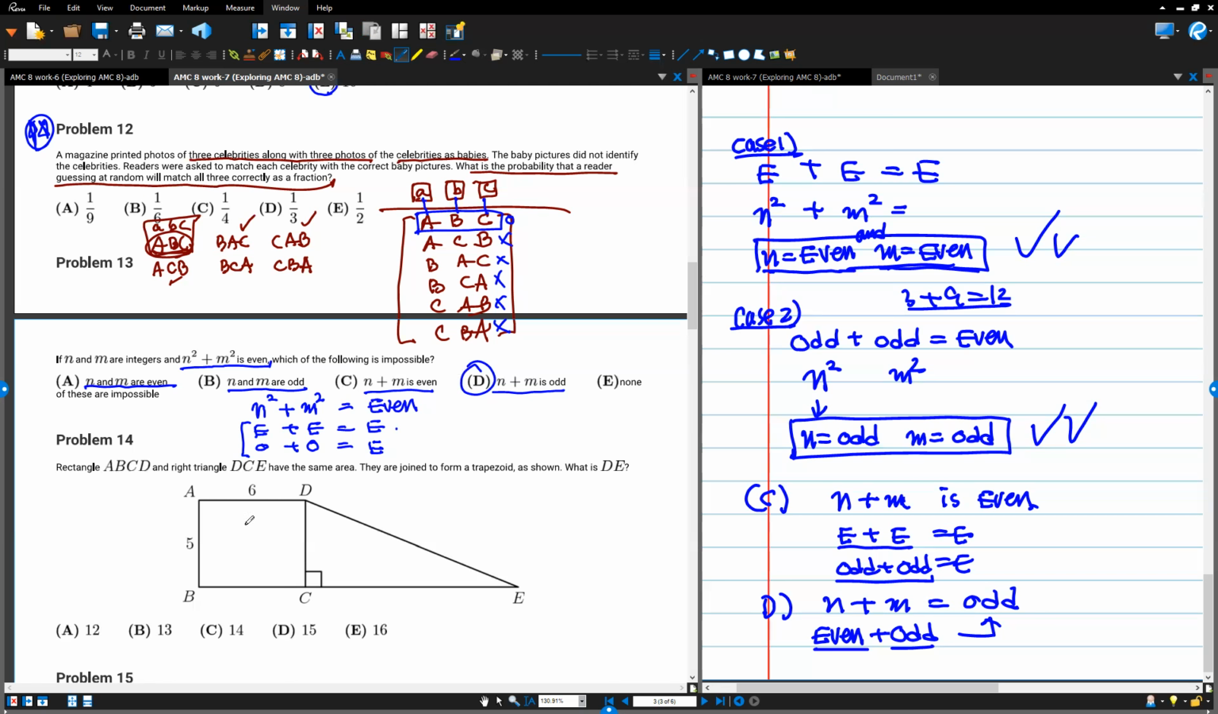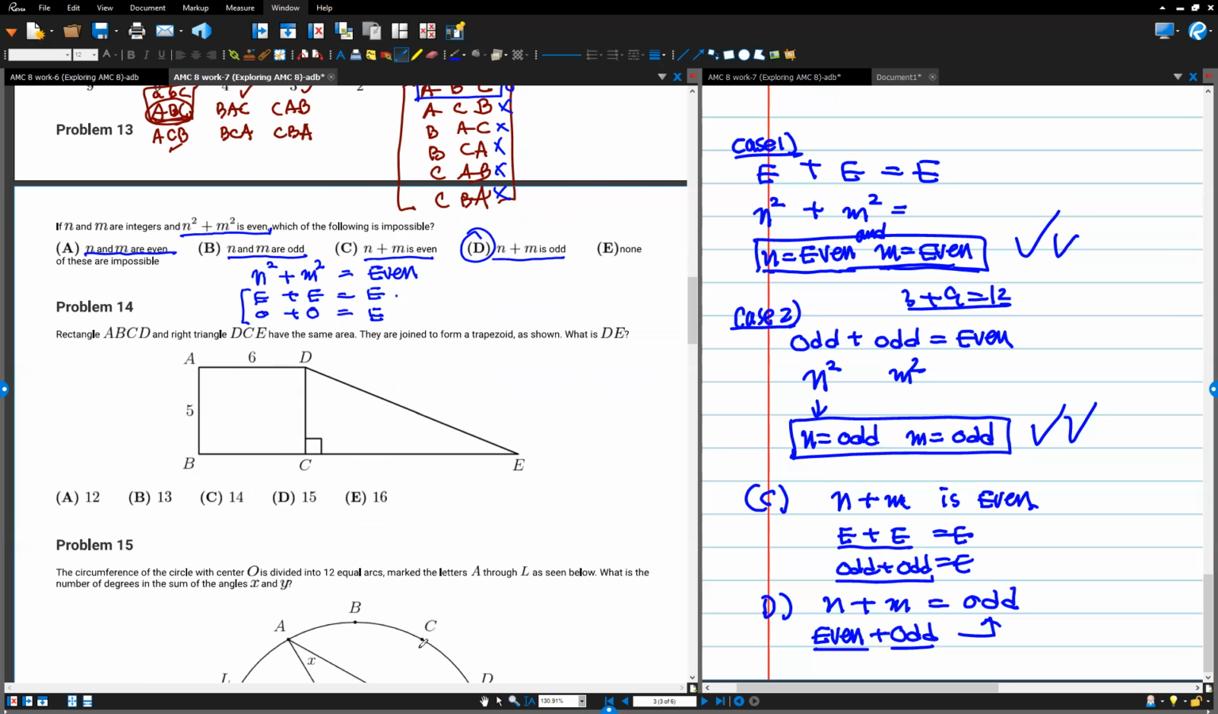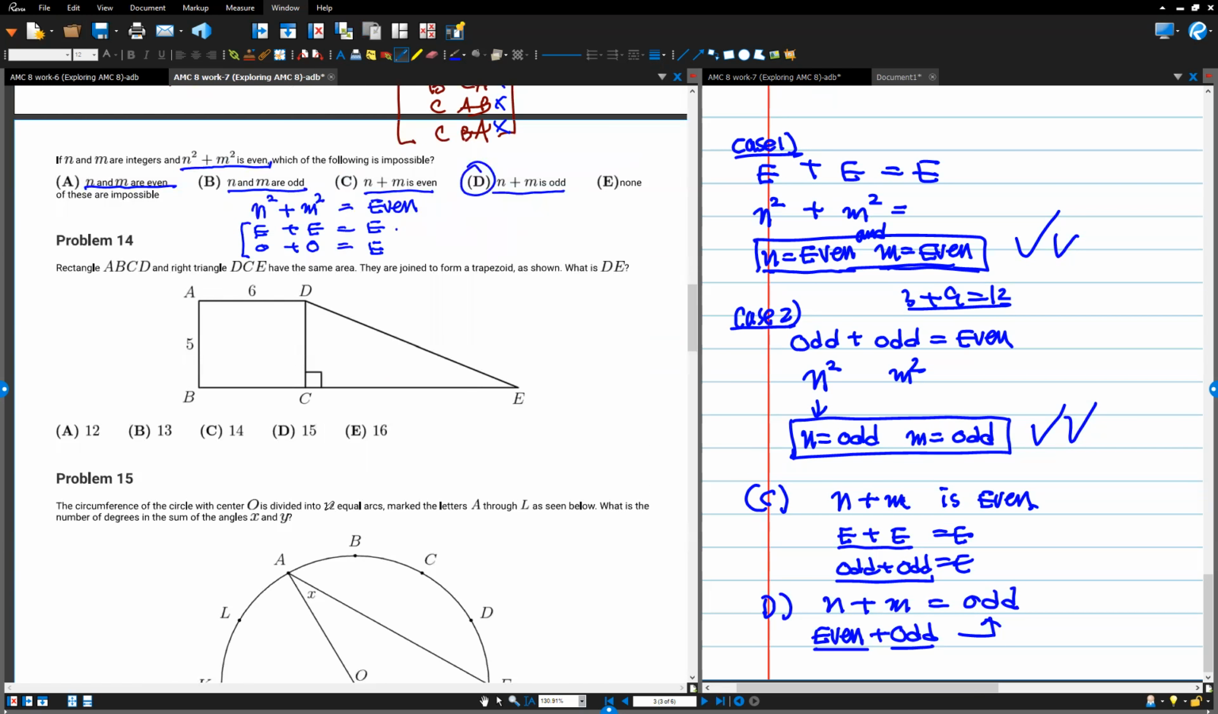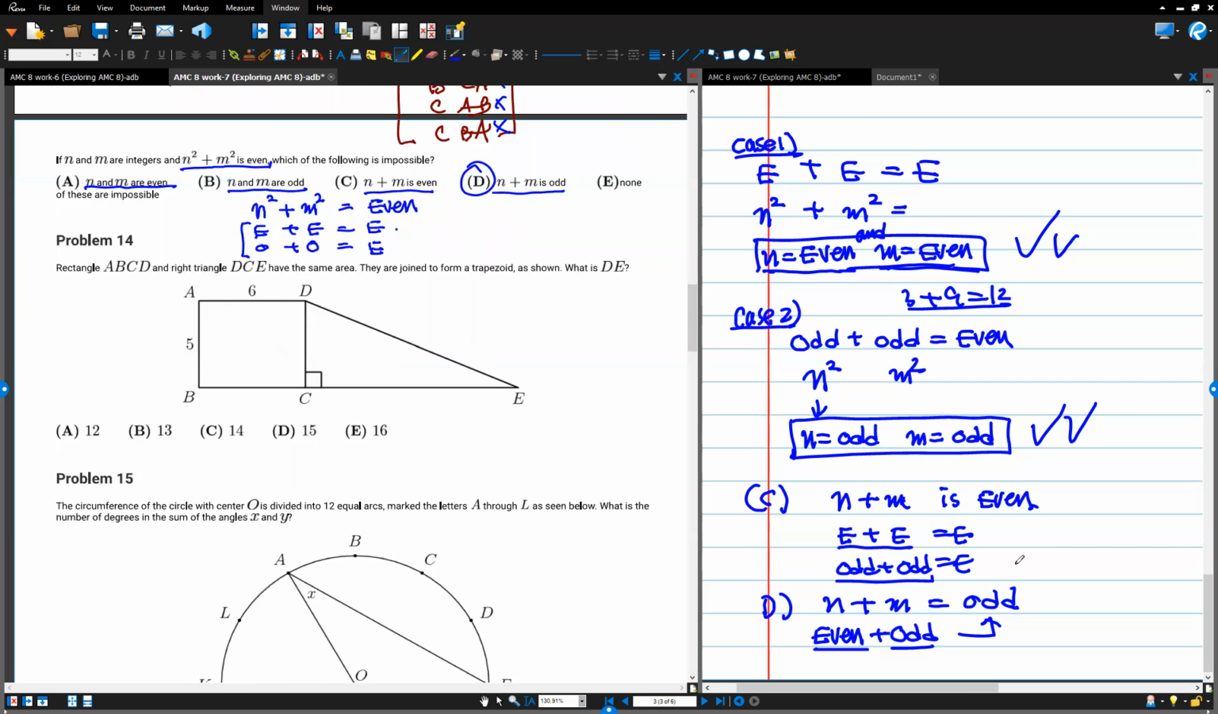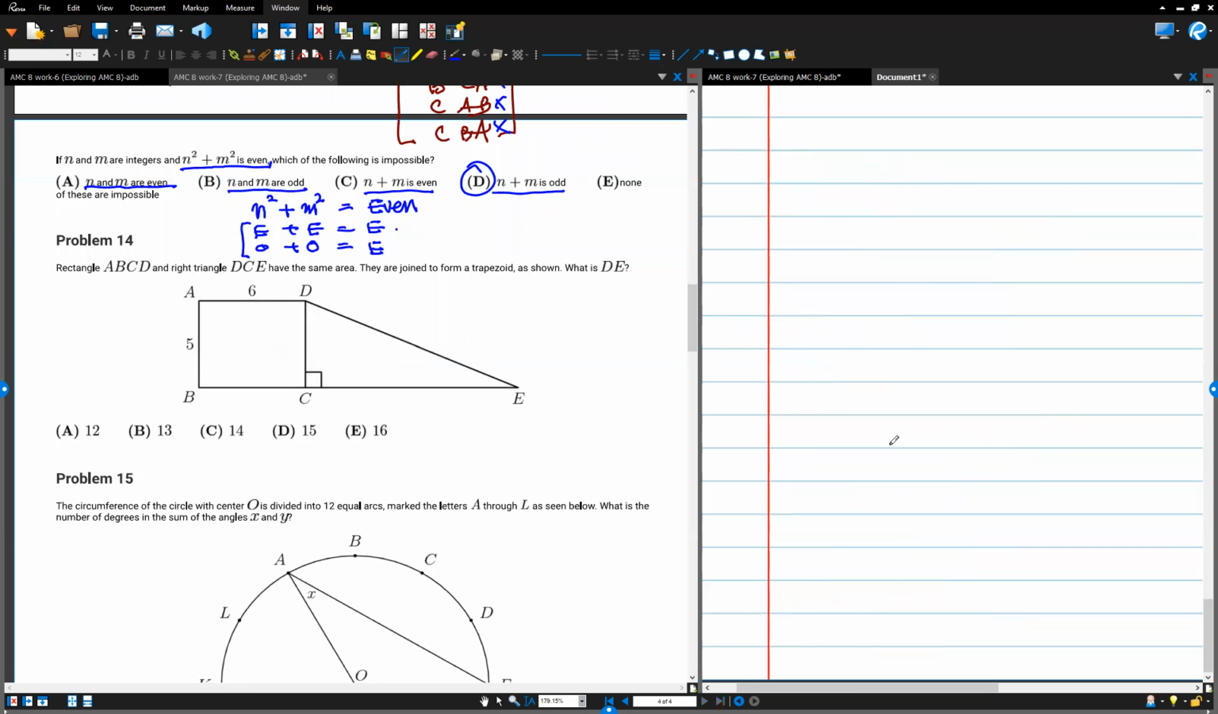Yes, okay. I hope you understand this one. Now, wow, we have geometry number 14 and 15. But okay, you're going to 7th grade, but we can try, okay? All right, number 14. I'm going to open a new page over here.